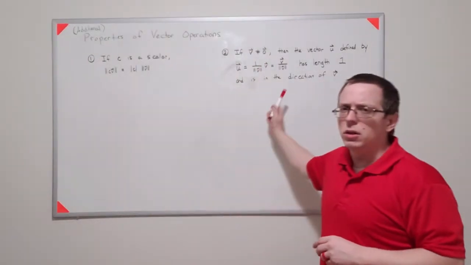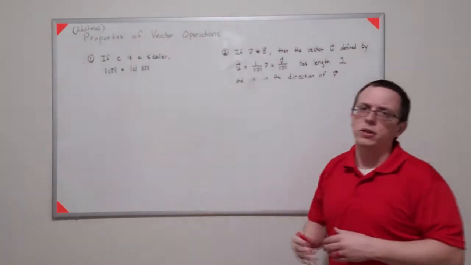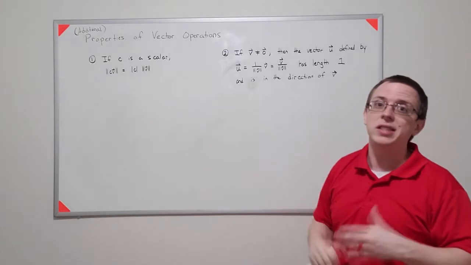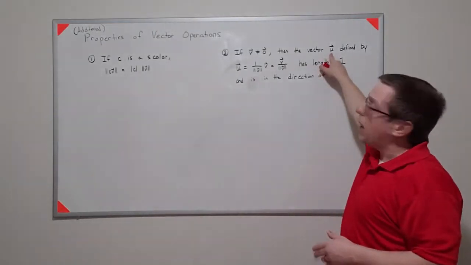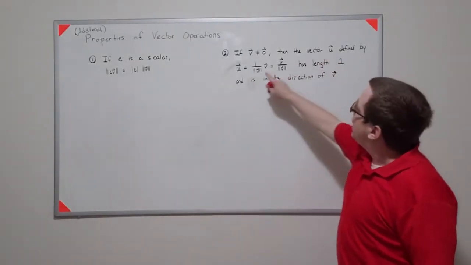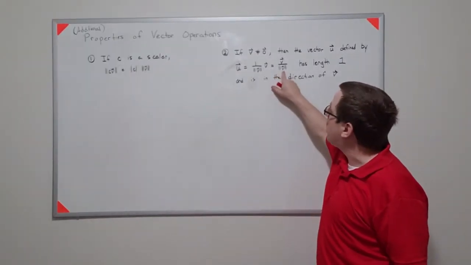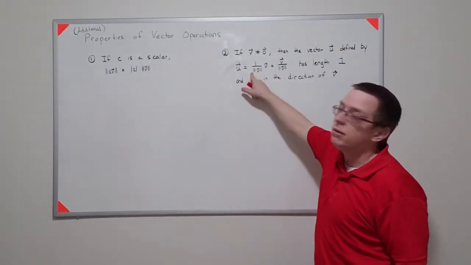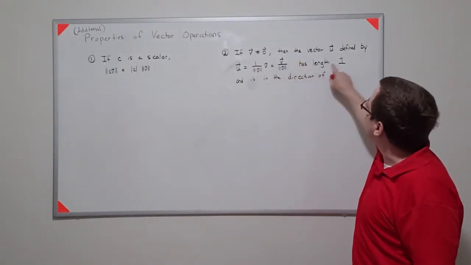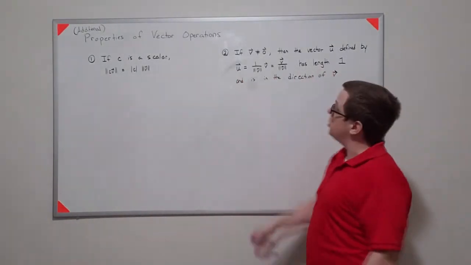The second one is, I think, probably the trickier one. If I have a non-zero vector v, so at least one of the components is not 0, then I can make a vector u by taking the original vector v and dividing it by its magnitude, or multiplying it times 1 over the magnitude. If I divide it by its magnitude, then that vector has length 1. So that means that u is a unit vector.